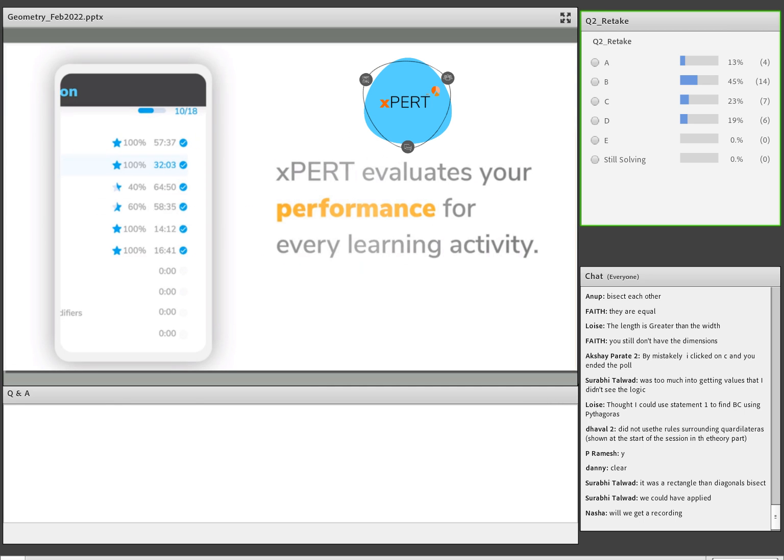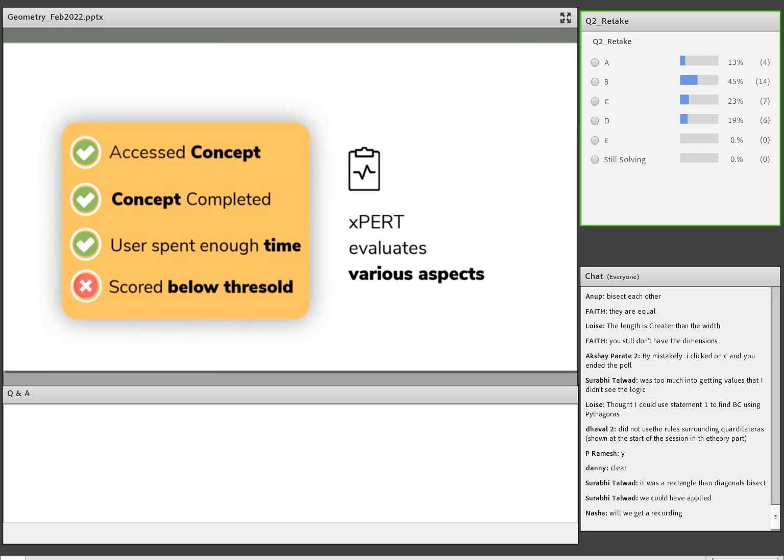So this is where expert AI comes in. It's grading you on everything that you do, even in a concept file. Forget exercises in application files or practice quizzes and all that. Even your concept file, you're being assessed. Some parameters which we look at include: have you really gone through the concept? Have you actually completed the concept? And did you just rush through it, or did you spend enough time on it? The system is actually tracking all this. And of course, it's looking at your scores as well.